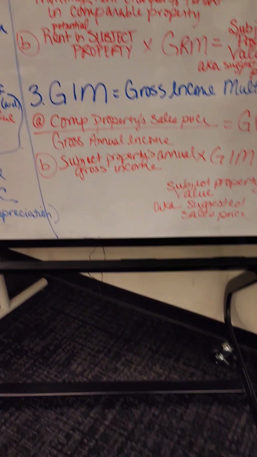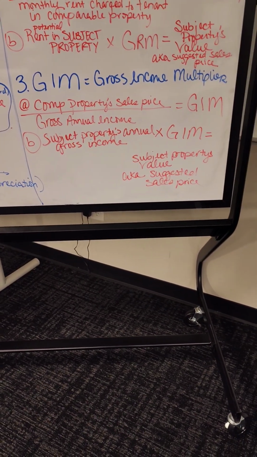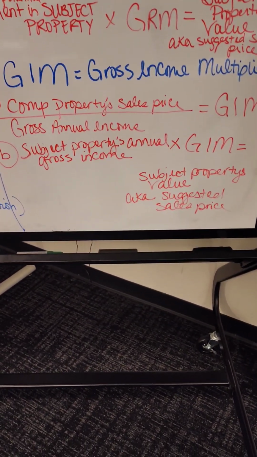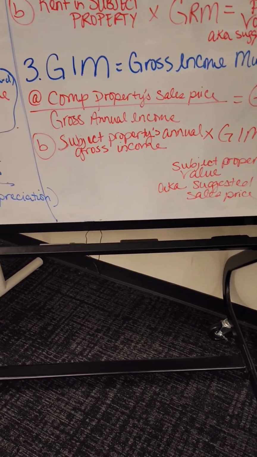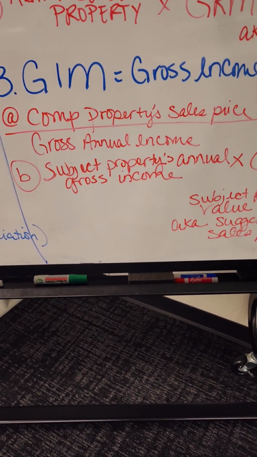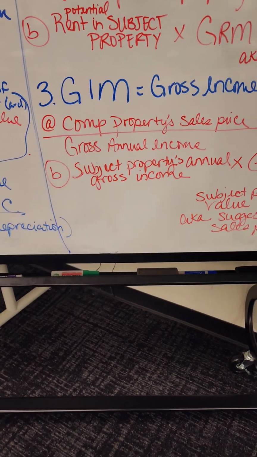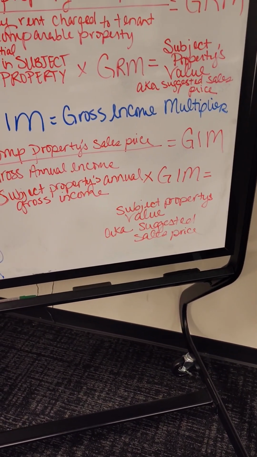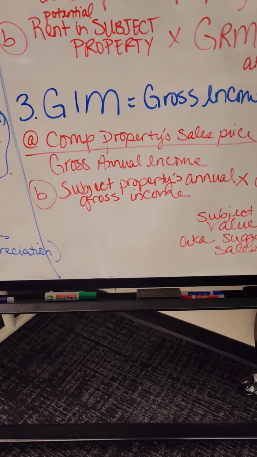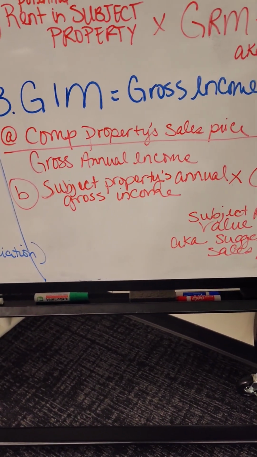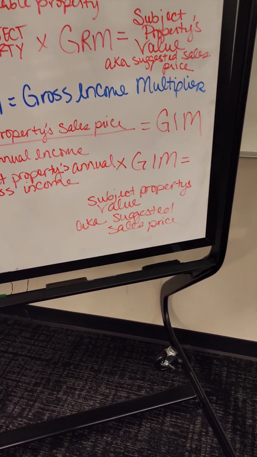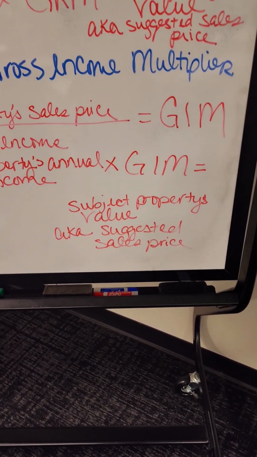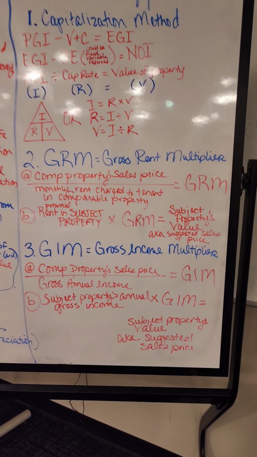And then you go down to the third method, which is the gross income multiplier. Very similar, but there, instead of measuring rent, it's the income. So you would look at the comp's property sales price, what it sold for, and divide by the gross annual income that it's making, and it'll give the factor of the GIM. Then you would take the subject property's annual gross income, multiply it by the GIM, and it would give the subject property's value, also known as the suggested sales price that an investor would be willing to spend.